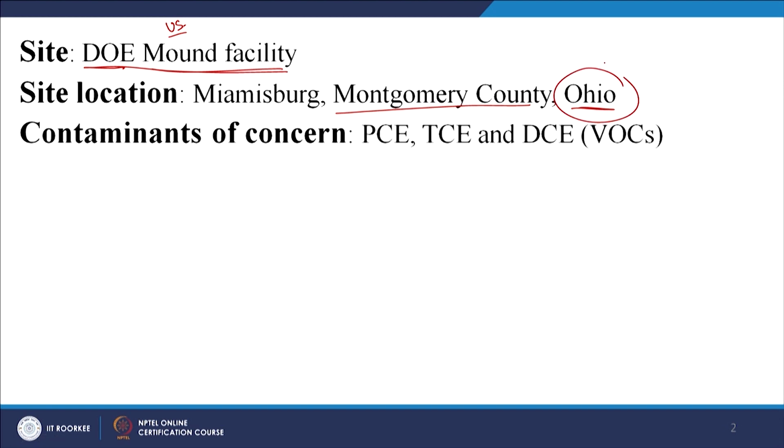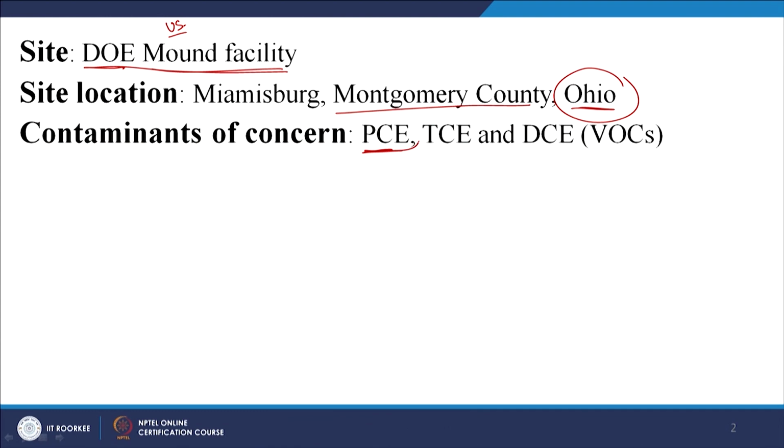So, what are the contaminants of concern? Obviously, we are looking at soil vapor extraction, so typically we are going to be looking at relatively volatile compounds, and here we look at mostly industrial solvents. We looked at these compounds widely, chlorinated solvents: perchloroethylene, tetrachloroethylene, TCE, trichloro, dichloro and so on. All these are volatile organic compounds.